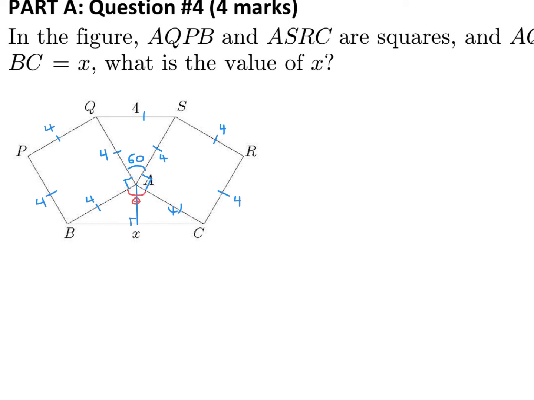So all the angles that go around are equal to 360. In our case, it's 60 plus one right angle plus another right angle plus theta, and that is equal to 360. So therefore, theta would be 300 minus 180, which is 120.